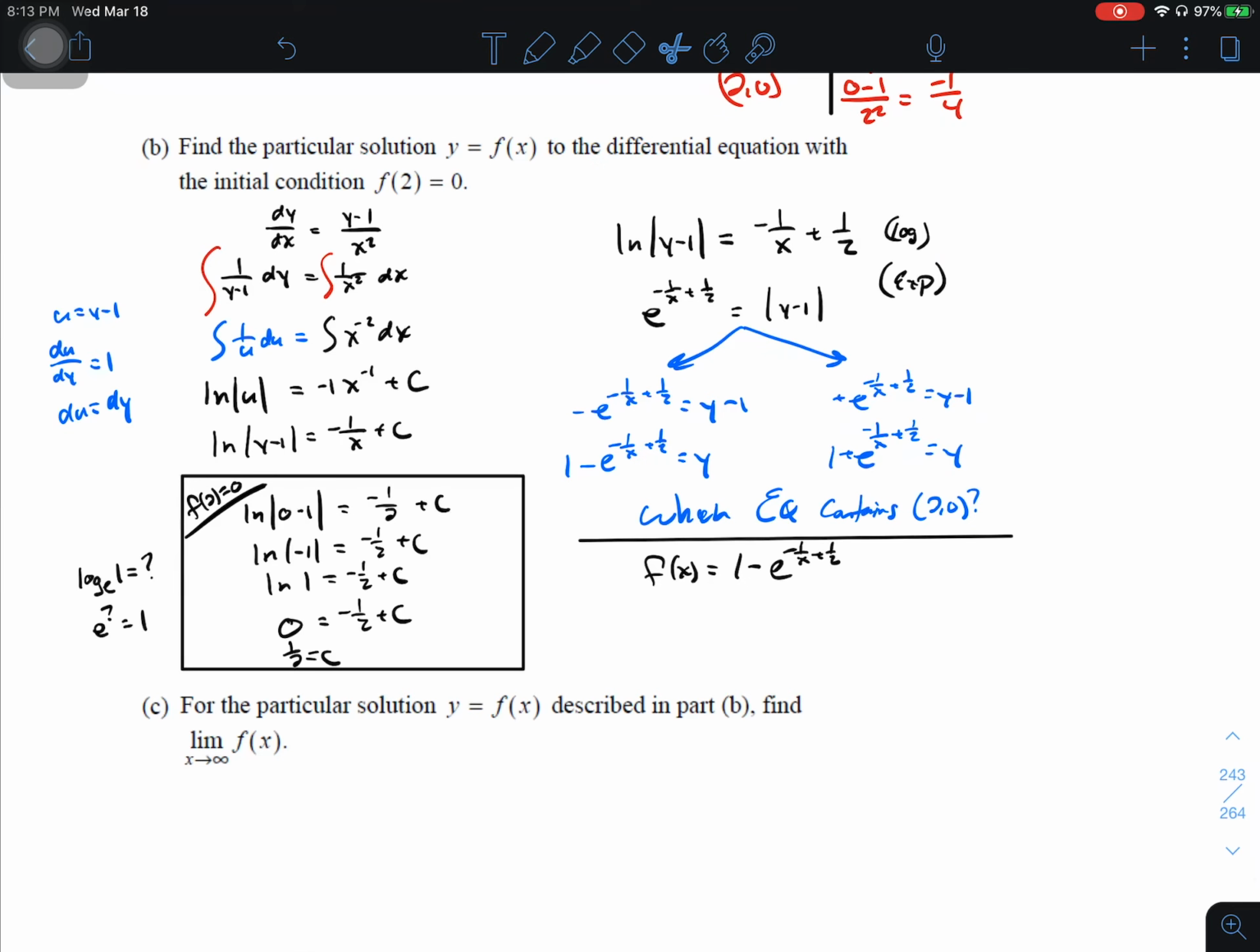How do points go for this? I believe this one was a point for separating your variables, a point for integrating each side correctly, a point for using the initial condition, a point for finding C, 1, 2, 3, 4, 5, 6, and then a point for getting the correct equation.